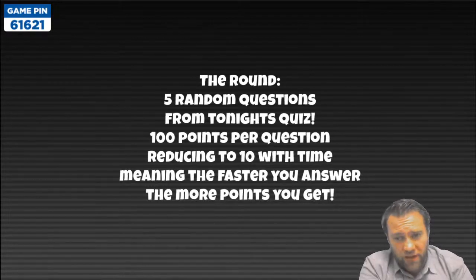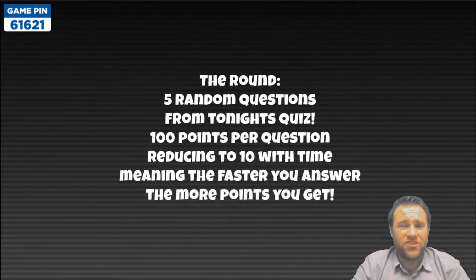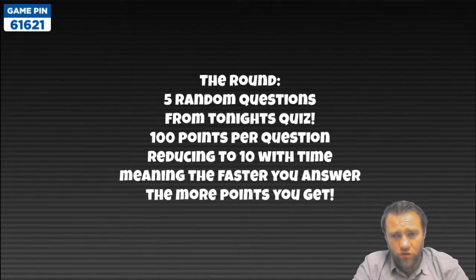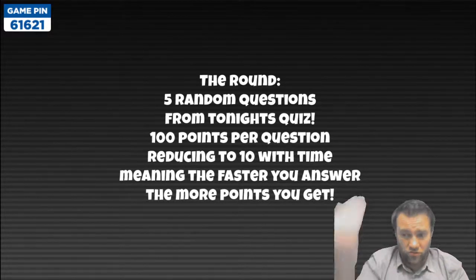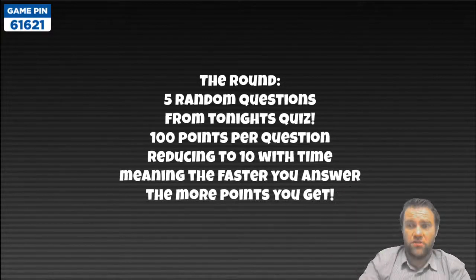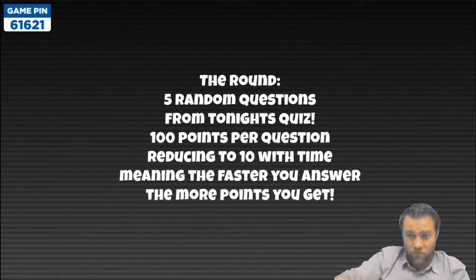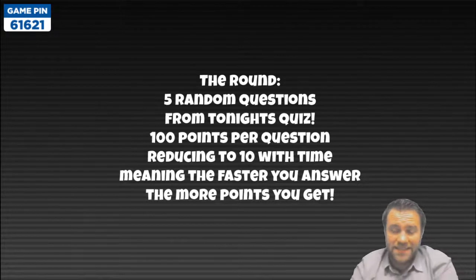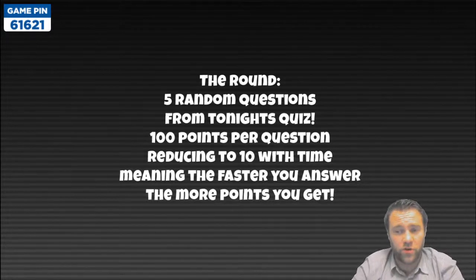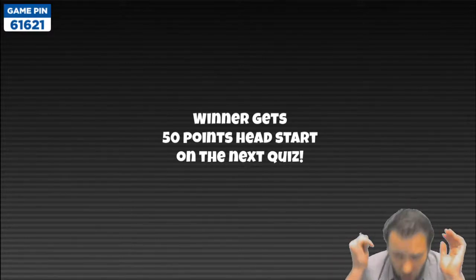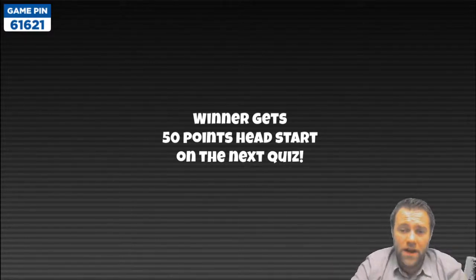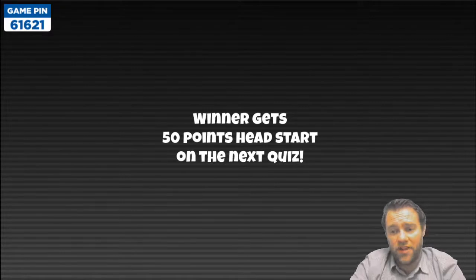It's also not 5 random questions. I need to change that. It's actually 8. It's 100 points per question, which reduces to 10 with time. So it goes really quick. The points drop, the amount that you'll get for getting it right come down really, really quick. The faster you answer, the more points you get. So you've got to be super, super quick. There's no individual speed bonuses either, and no penalties. Just go hell for leather as fast as you can. Winner gets a 50-point head start on the next quiz.